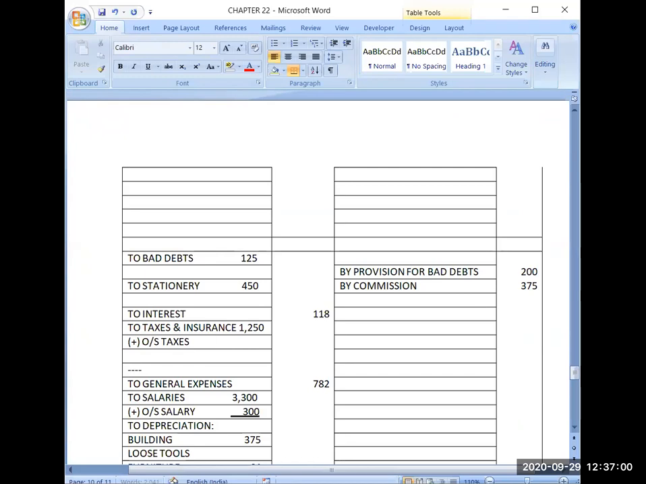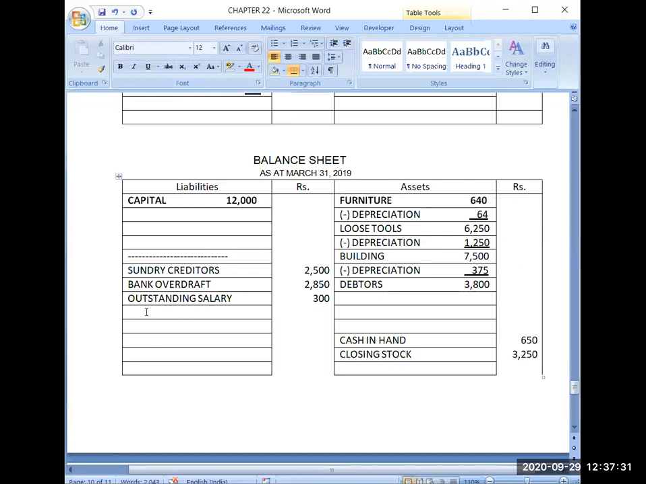Outstanding taxes $120. Now I will add this 120 and the result amount is $1,370. Okay. Now this 120 will become my liability. So that liability will come here. Outstanding taxes 120.